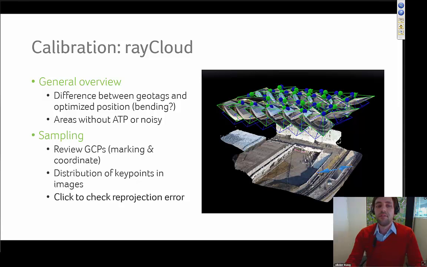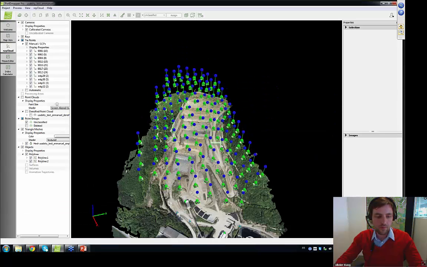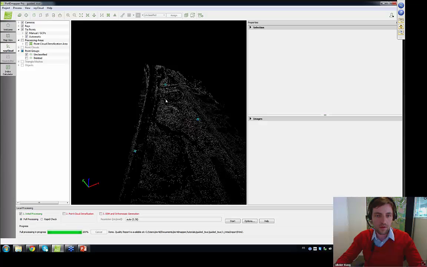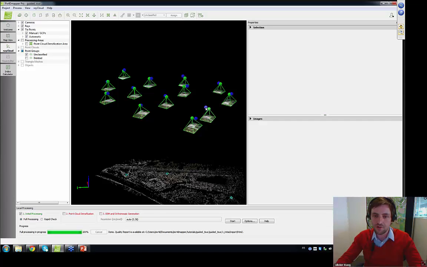All right. Now I presented the tools inside the quality report to assess the accuracy of the project. But there are many other tools, and one of them is the Ray Cloud. When a project gets processed, there are a few things we really recommend doing to assess its accuracy. One of them is to check the difference between the geotags and the optimized position. In this project, I can see the difference between the blue dot, which is the GPS, and the green dot, which is the optimized position.